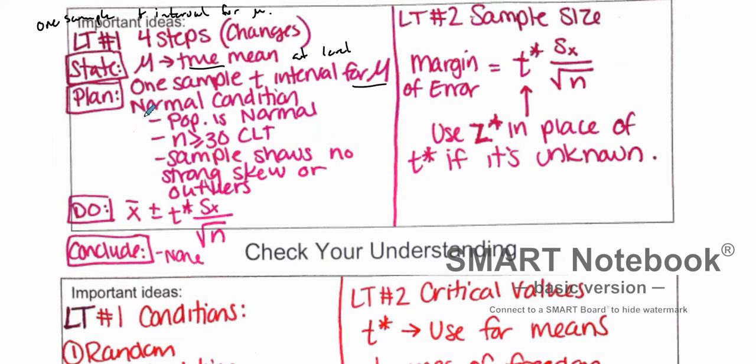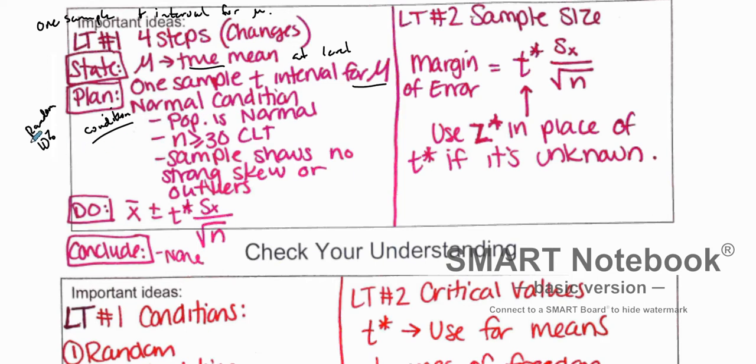We then want to make sure that we have the conditions, conditions for normal. Our conditions also include randomness. It's random, the 10% condition, and all those kinds of things. And then the condition for normal, we want to make sure we have that as well.